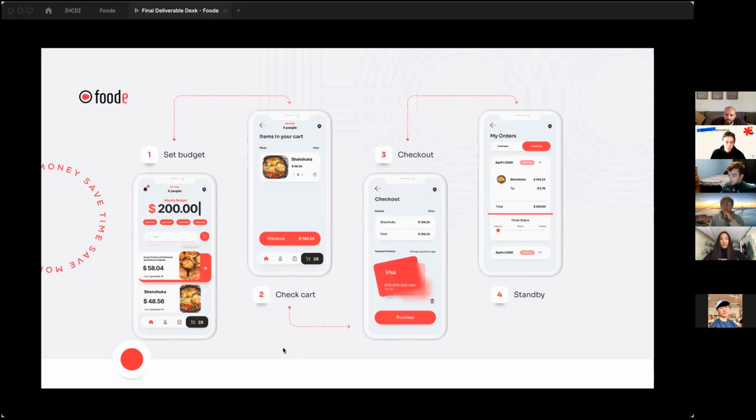At the bottom, you'll see the menu, of course, as we mentioned before: home, profile, saved, and your shopping cart. Your shopping cart is highlighted so that you know how many items are currently in it. As you go through the process, let's say you click on the shopping cart, you see what's in it and how much everything costs. You click on checkout, you check the cart.